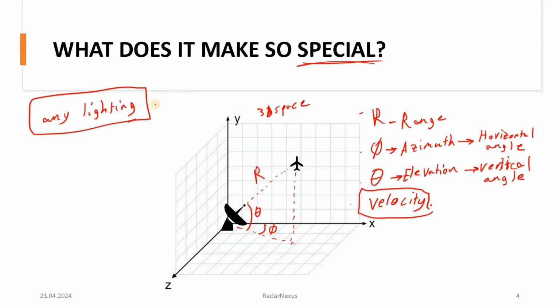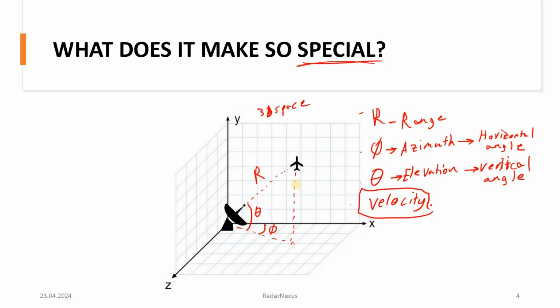Radar is not affected by darkness or bad lighting. It can work in any lighting condition and in any weather condition. So it can work in heavy rain and heavy snow, where other sensors like cameras and LiDARs will fail miserably. So, just to recap: range, horizontal angle, elevation, and velocity. These are the advantages and the capabilities of the radar.